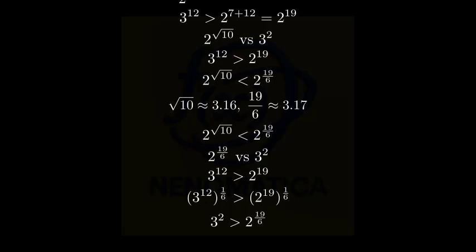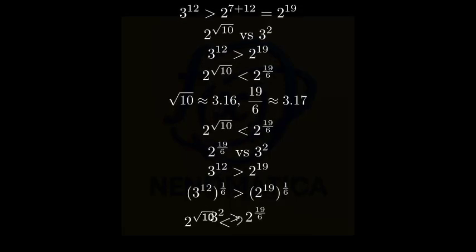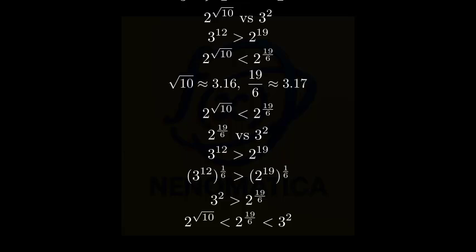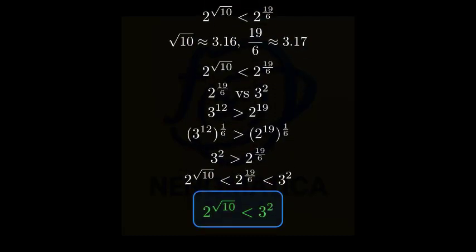Combining with our previous inequality, we get 2 to the square root of 10 is less than 2 to the 19 over 6 power, which is less than 3 squared. Therefore, by the transitive property of inequalities, 2 to the square root of 10 is less than 3 squared. And that's our answer. Let's recap the key steps we used to solve this problem.